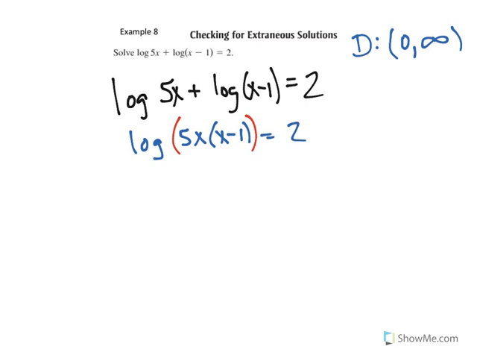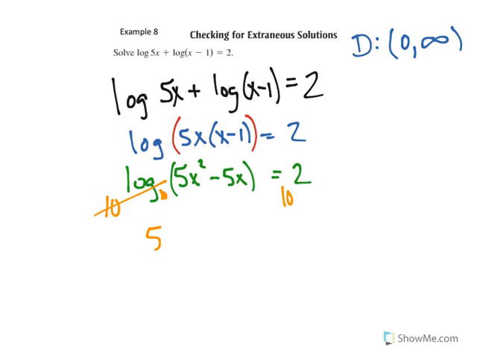So now you can go ahead and multiply that out. I get log of 5x squared minus 5x equals 2. And since this is log base 10, I'm going to raise everything to a power of 10. So the log, that's a base 10, so that cancels. I'm left with 5x squared minus 5x equals 100.